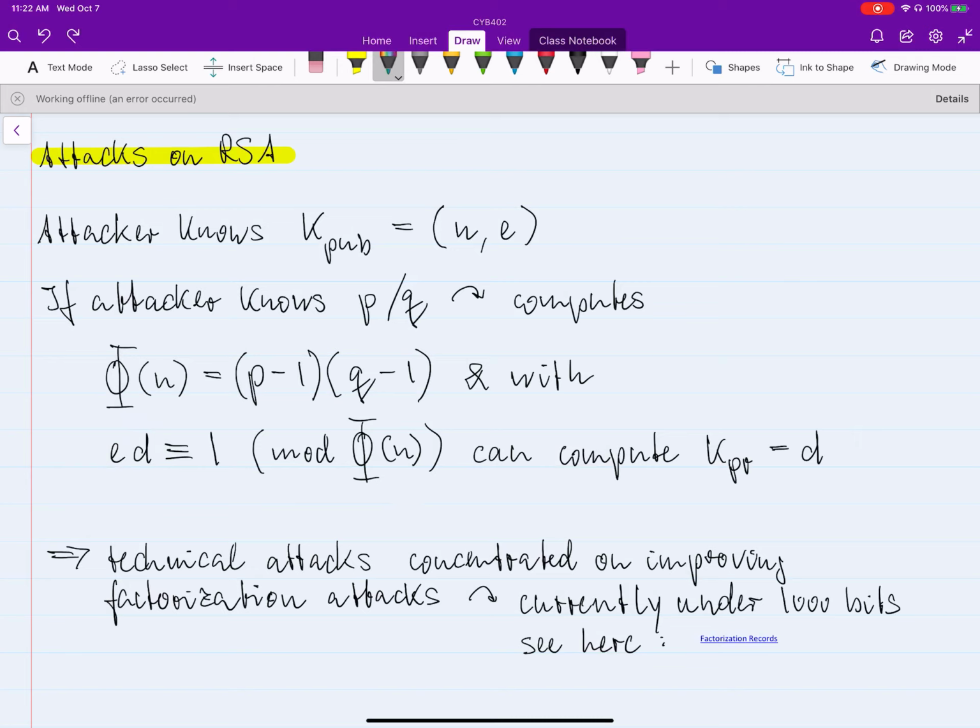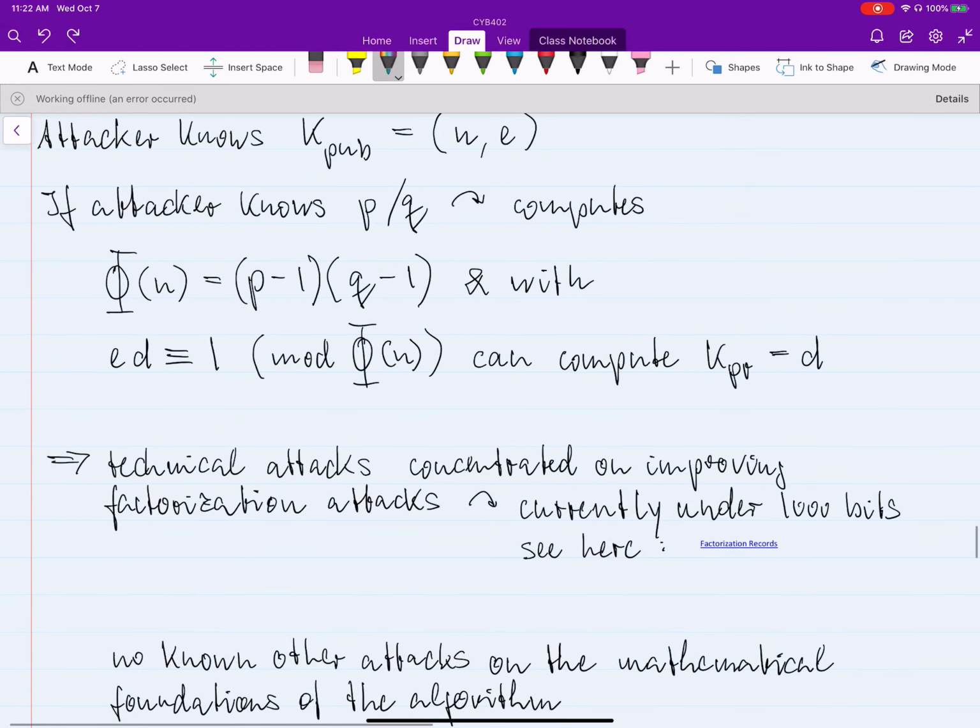But again, the only known attack to do this is to use factorization. And at this time, it's only possible to factor a large number into primes up to 1,000 bits. And this is already quite a stretch. You need quite a few computing resources in order to do that.